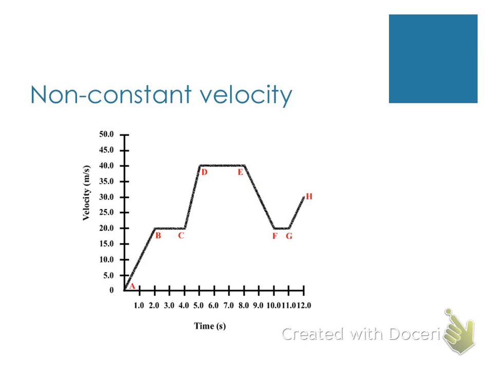From E to F, what's happening? They're slowing down. And from G to H, what's happening? Yep, you're speeding up. Okay? So we need to be able to understand what this motion is telling us. By looking at this graph, you should be able to talk me through exactly what's happening in this 12-second time frame. They speed up, then they stand still. They speed up, they stay constant, all that kind of stuff. You need to be able to walk me through that graph. Okay?